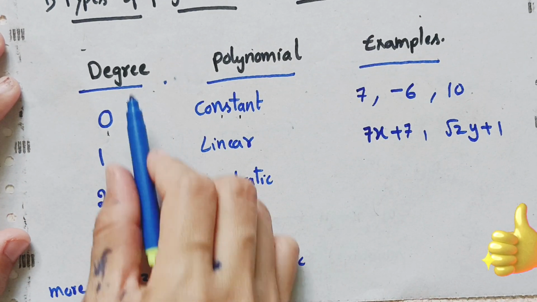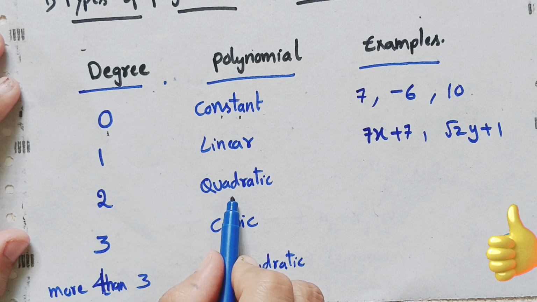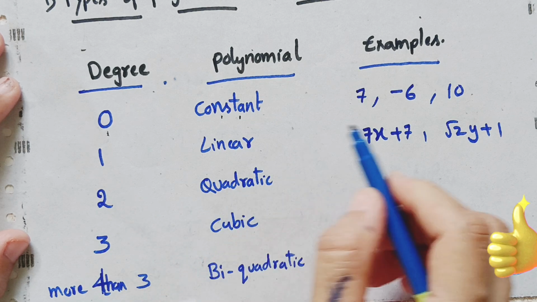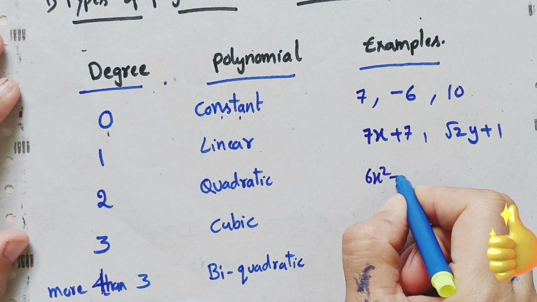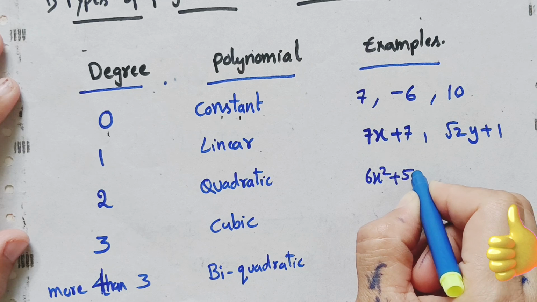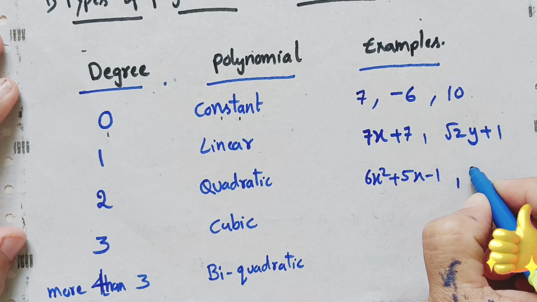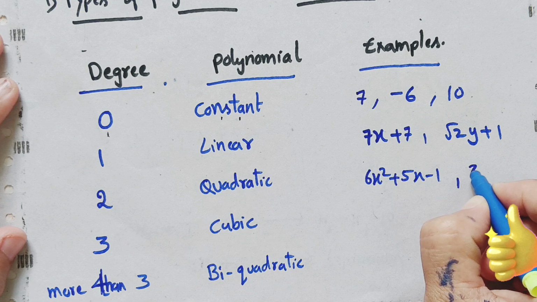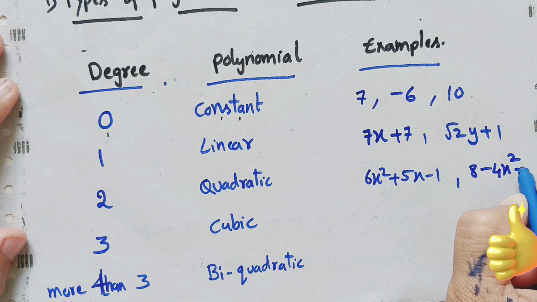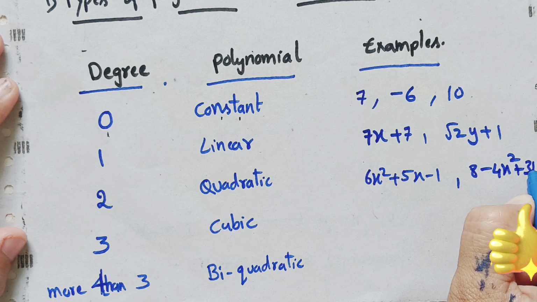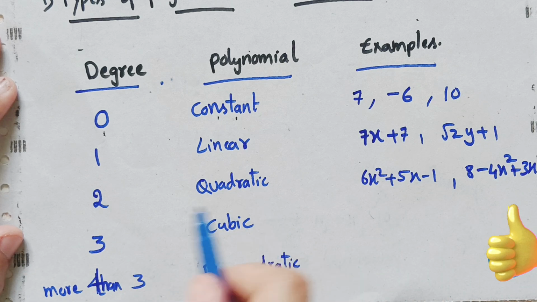Okay, so if a polynomial has degree 2, then we call it a quadratic polynomial. So an example for quadratic polynomial will be 6x square plus 5x minus 1. Okay, we can also write it as 8 minus 4x square plus 3x. So this is also an example of quadratic polynomial.